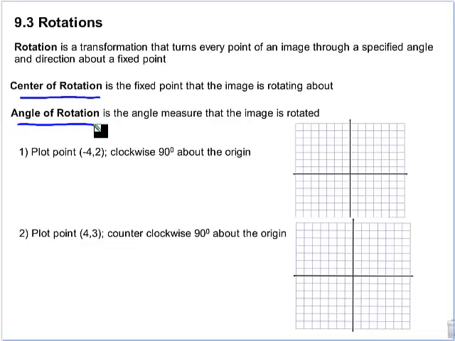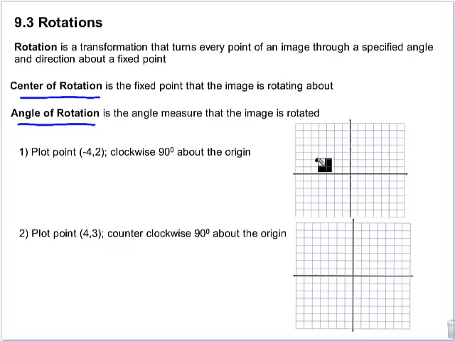Okay? So what we are going to do is plot this point, negative 4, 2, and then rotate it clockwise 90 degrees about the origin. So negative 4, 2. 90 degrees, what does that mean? That means a right angle, so we're going right. This is going to be easiest to do on your paper. I sadly can't rotate my whole board. So you're going to take your sheet of paper and rotate it 90 degrees.